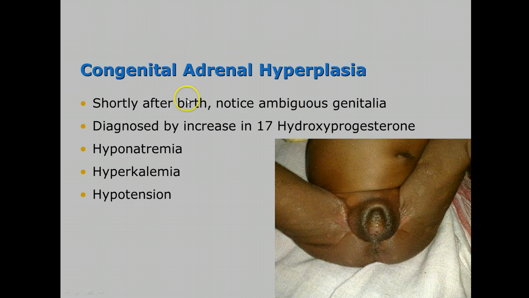Another thing we can see is congenital adrenal hyperplasia. With this, we see a sharp increase of 17-hydroxyprogesterone, which can be secreted from the adrenal glands. Shortly after birth, we notice the ambiguous genitalia, as you see in this picture. We also see hyponatremia, which is low sodium, hyperkalemia, which is high potassium, and a low blood pressure, known as hypotension.